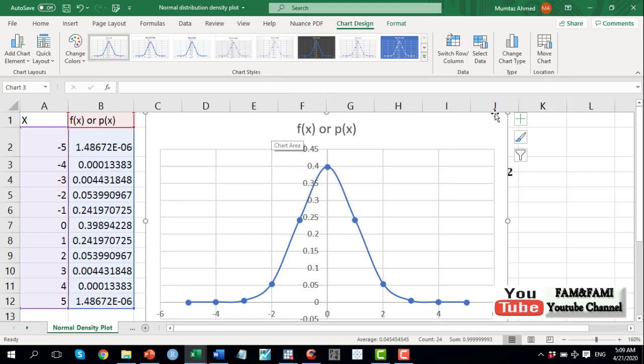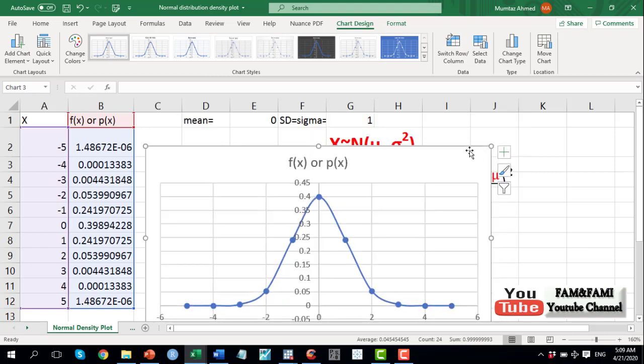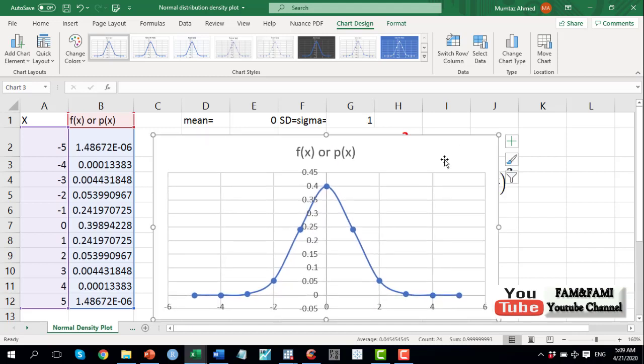Now some additional points that can be noted here are, look at the peak of this distribution. The peak of the distribution is occurring at value 0, which is the mean in our case. So this is the property of normal distribution, that the highest probability of this normal density curve always occurs at its mean, which is 0 in our case. And this sigma, the standard deviation, gives the spread.